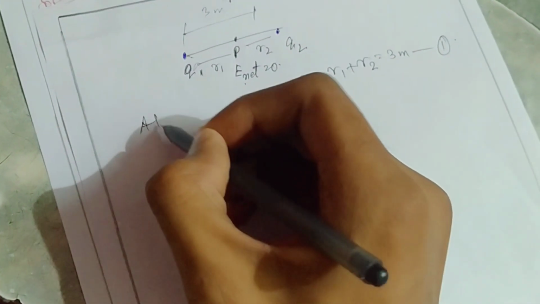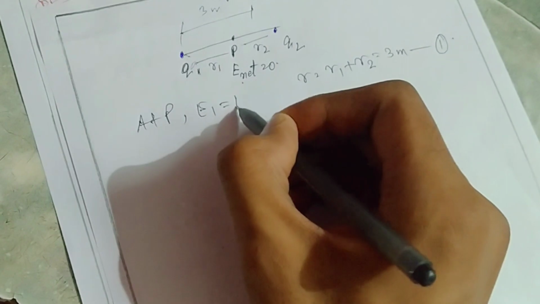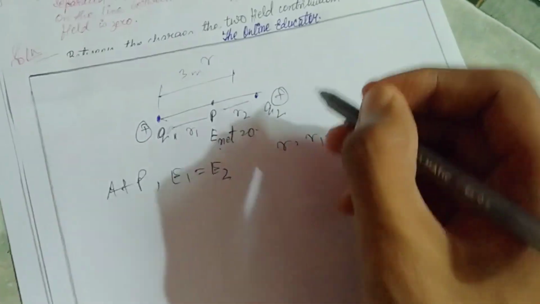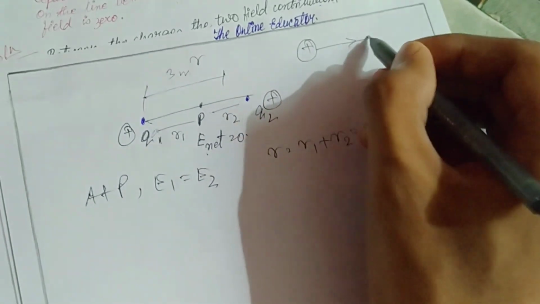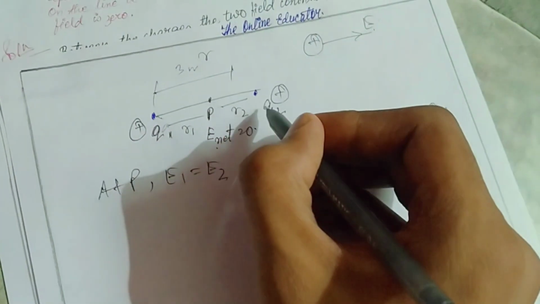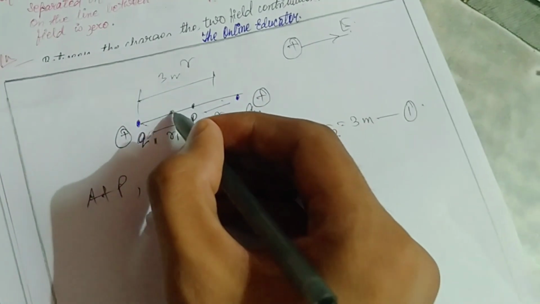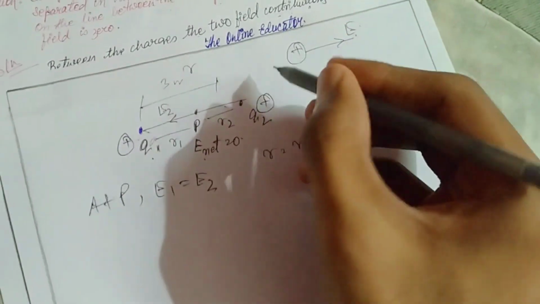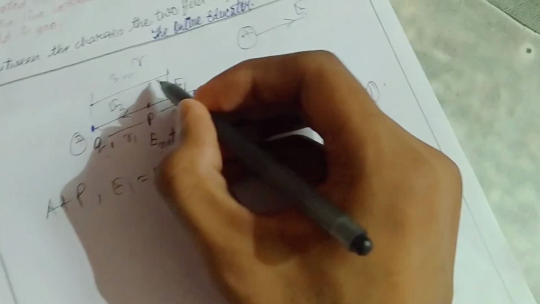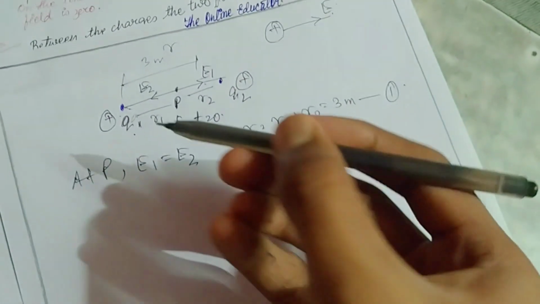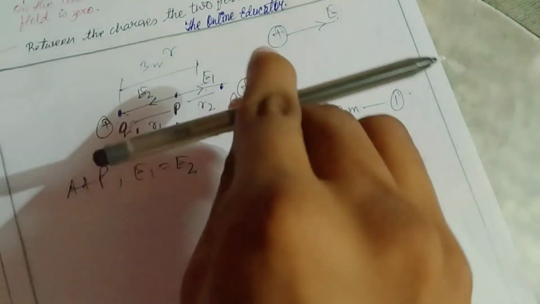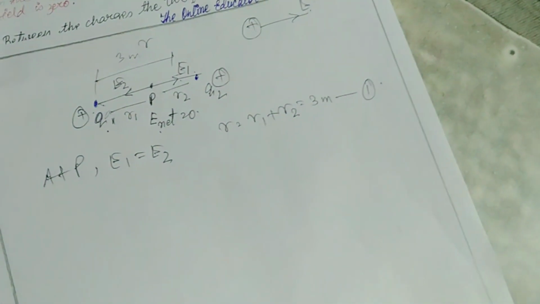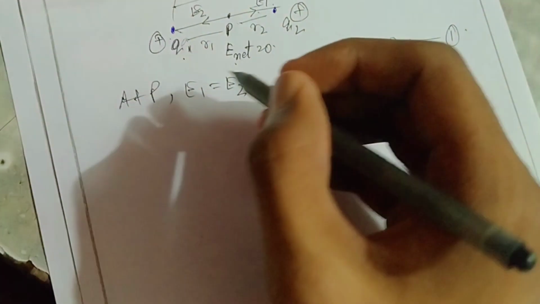Now at P we get to see that E1 is equal to E2. Now the direction: this is positive and this is also positive. We know that when it's positive, then it will go radially outward. Q1's radially outward will be in this direction, so E1. Q2's radially outward will be in this direction, so E2. Now at P position, we have E1 is equal to E2.